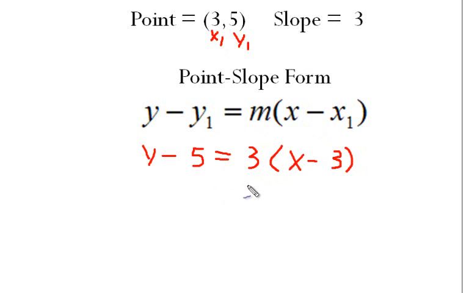Alright, next step here is distribute this 3 inside the parentheses. This left side is unchanged right now. We haven't done anything over there yet. Alright, but 3 times x is 3x. 3 times negative 3 is going to give me negative 9.